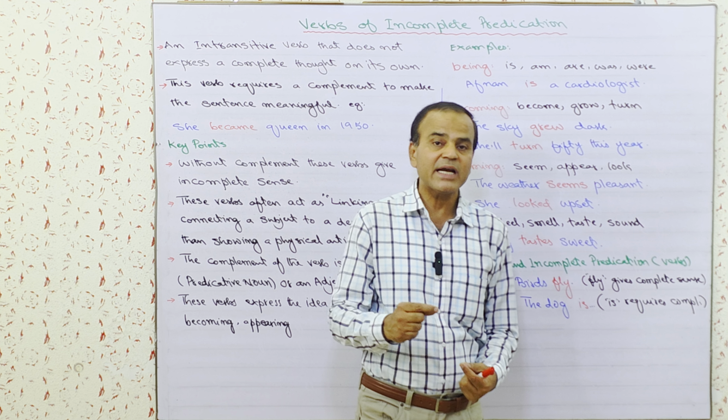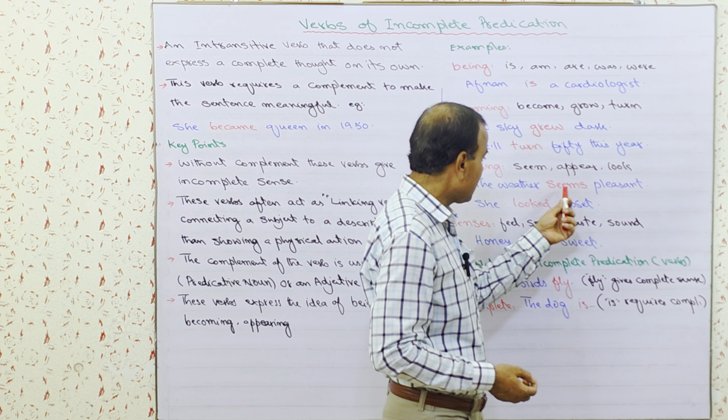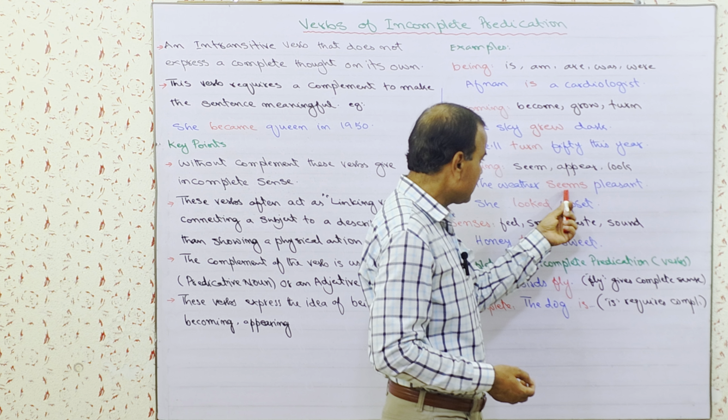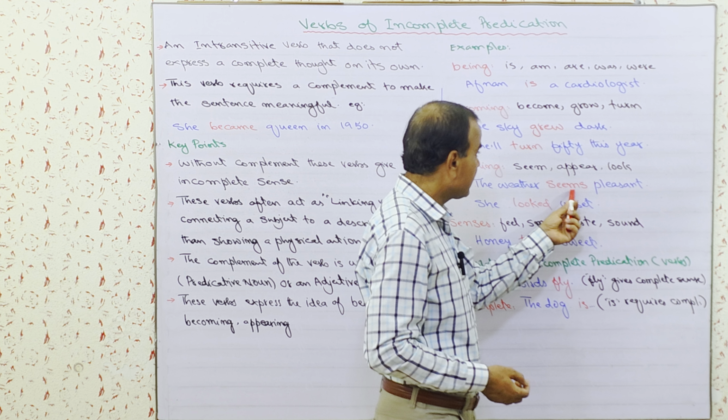So seem, appear, look, when used in that way as a linking verb, like the weather seems pleasant. I can replace here the word seems: the weather is pleasant. So here seems means appears to be, or it is pleasant. So this is serving as a linking verb, but in grammar we call it verb of incomplete predication. If I remove pleasant, and I say the weather seems, it gives incomplete meaning. But when I put the complement, then the sense of the sentence becomes complete.